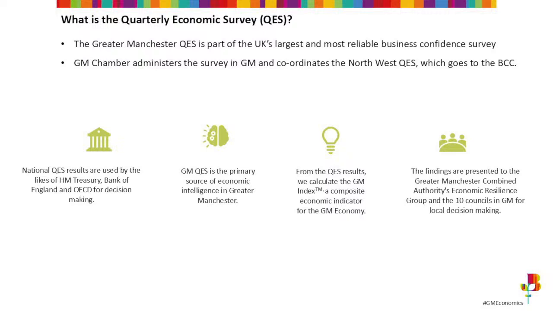But GMCC also coordinates the responses for the wider Northwest. So the other chambers in the Northwest send us their results. We prepare the Northwest results, send it off to the BCC. BCC prepares the national results. And the QES results are used by policymakers. It's actually a fairly robust survey. It has been going on for 35 years now. It's used by policymakers in Treasury, the Bank of England. It's one of the inputs that goes into the Monetary Policy Committee.